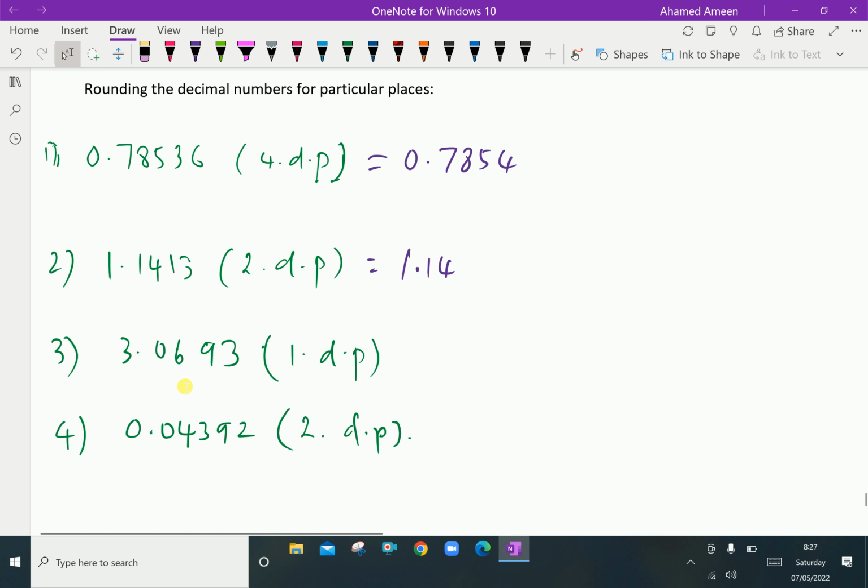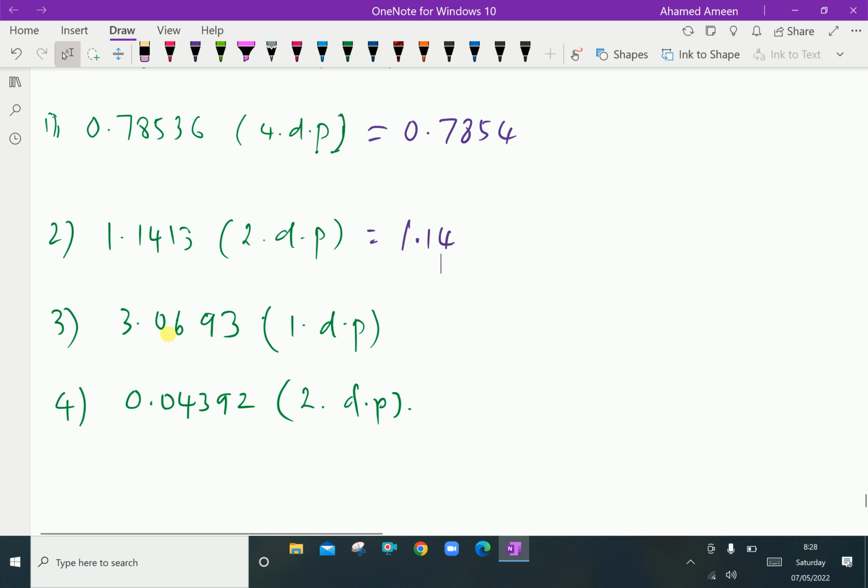Look at the next one, 3.0693 to 1 decimal place. The 1 decimal place is here 0. The next digit 6 is more than 5, so add 1, which makes the 1 decimal place 3.1. Here, for 2 decimal places, it is 0.04. The 4 is followed by 3, then 9. Add 1 here and it becomes 4. Still it's not more than 5. So the 2 decimal places is 0.04.